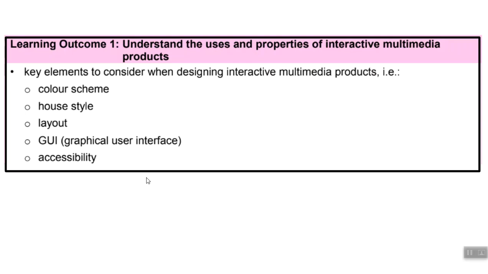So, second part of the video, we're going to look at the uses and properties of interactive multimedia products. So these are the things that you're going to need to consider when you're designing your own, and be able to recognize them in other professional products that you might see. So the color scheme, house style, layout, the GUI, which is a term that means graphical user interface, and something called accessibility. So again, we'll flip through these, and you can fast forward past any part of the video that you think you're already okay with.